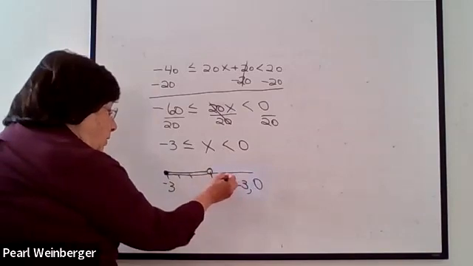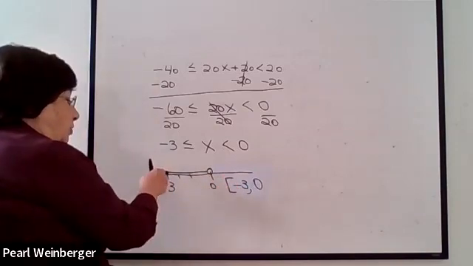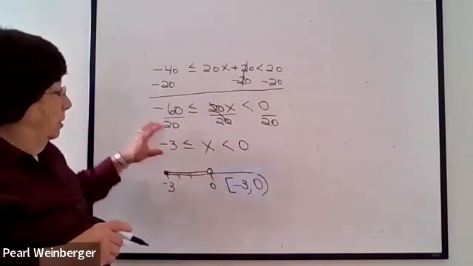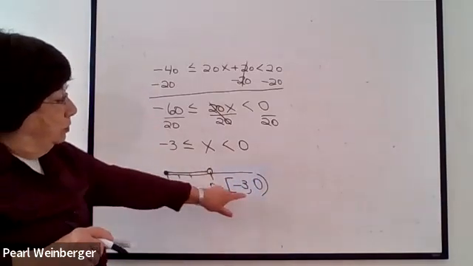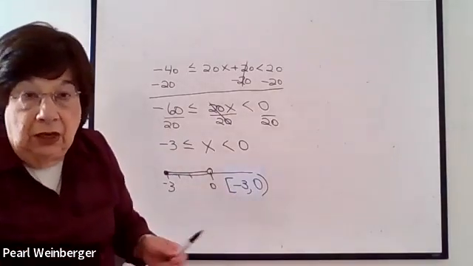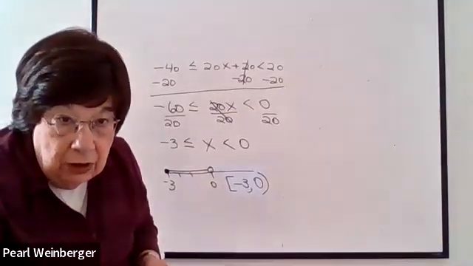At the negative 3, we need a bracket because it's filled in. But at the 0, we need a parenthesis. So here are the 3 ways to write the solution of that double inequality, that compound inequality.